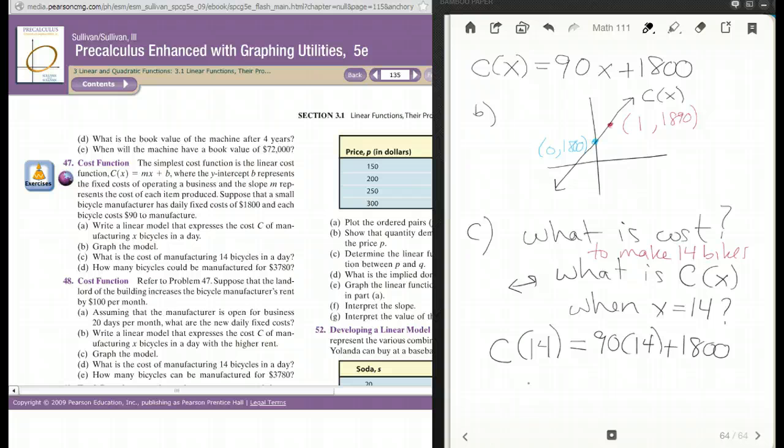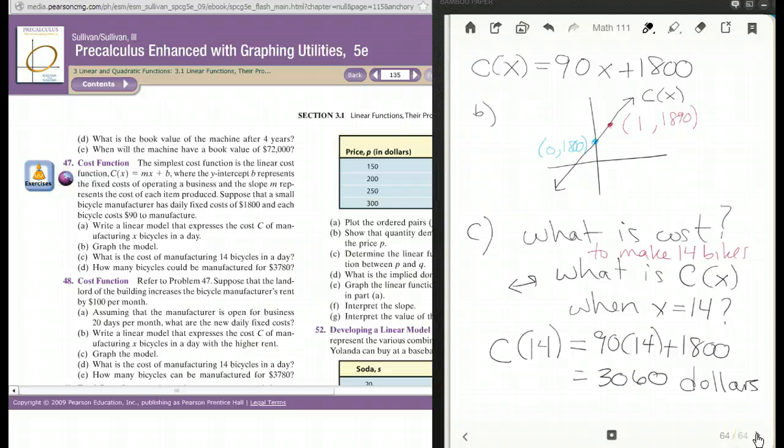And let me get out my handy little calculator that I have here. So 90 times 14 plus 1800, and you better check me on this. I get 3060. And because this is an application, we better include units, right? Cost uses what? What should we be using here? I see dollar signs all over the place, don't you? So I think this should be dollars. Okay, so in order to make 14 bicycles, it would cost us $3,060, which is what? 1800, which is fixed cost, plus 90 for each bicycle.